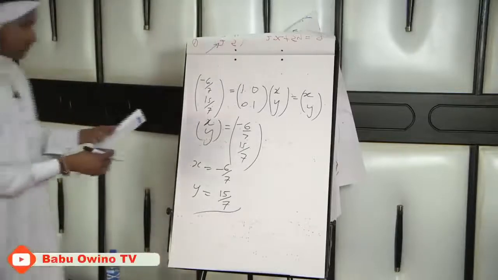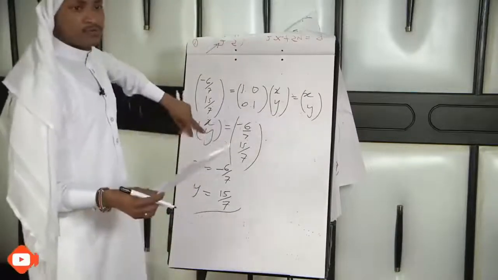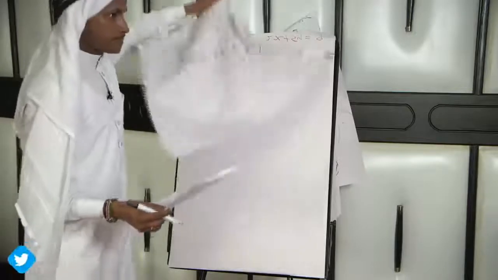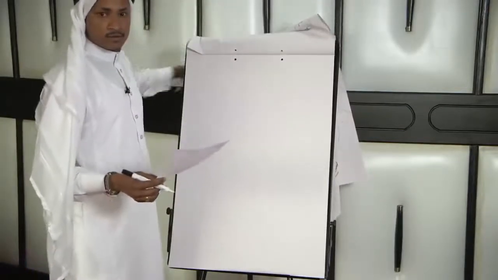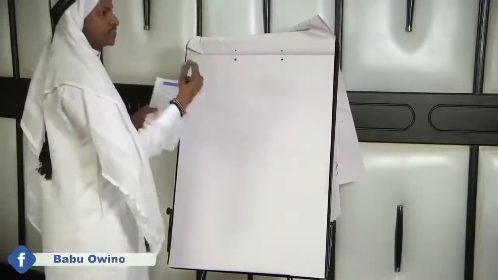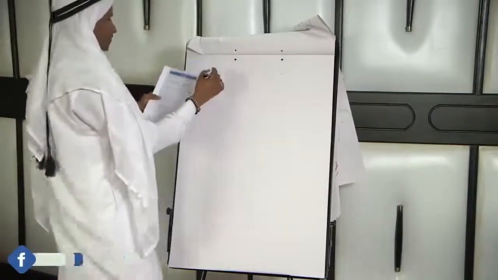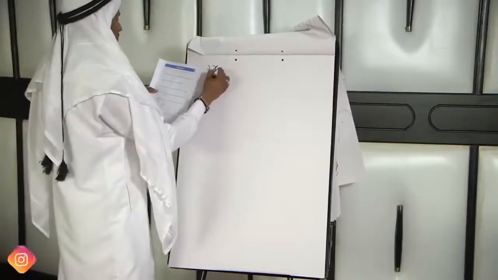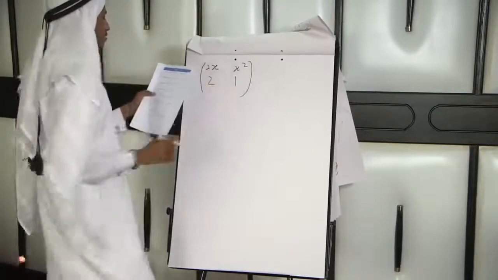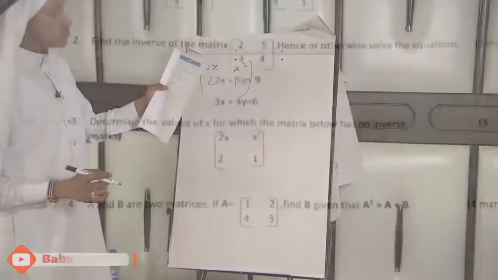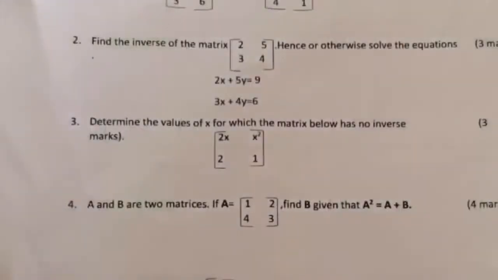So class, the last example, because of time. Just the last example. So we have 2x, x squared, 2 and 1. So you are told to determine the values for which the matrix below has no inverse.